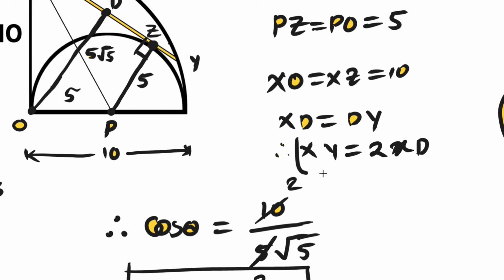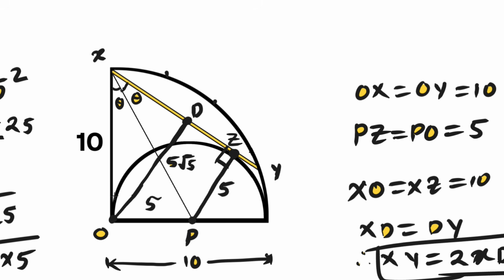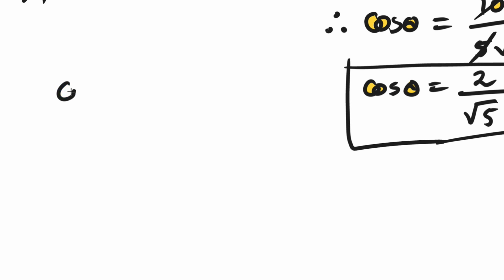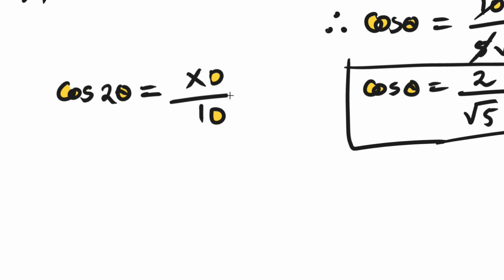Now, let's concentrate on right triangle XOD. The angle at X is the full angle between XO and XY. And because XP bisects that angle into 2 equal parts of theta, the full angle is 2 theta. The hypotenuse of triangle XOD is XO, which we already know is 10 units. The side adjacent to the angle 2 theta is XD. Therefore, using the cosine ratio again, cosine 2 theta equals XD divided by 10.